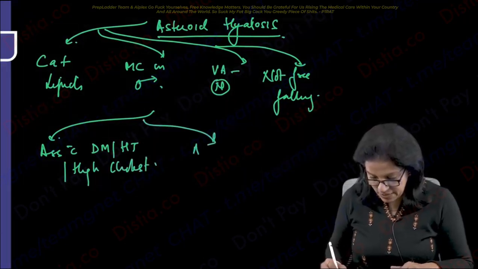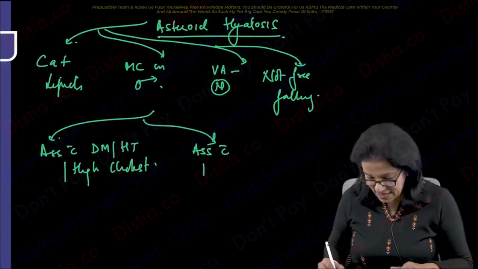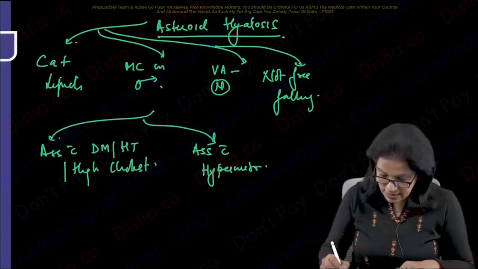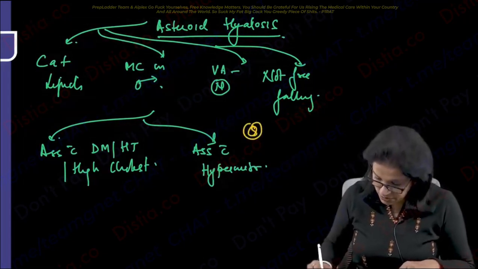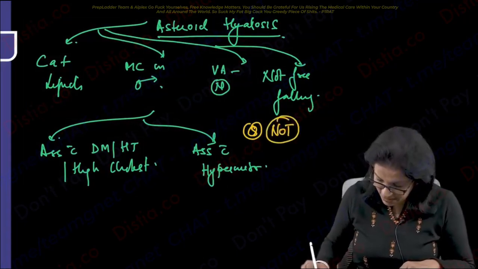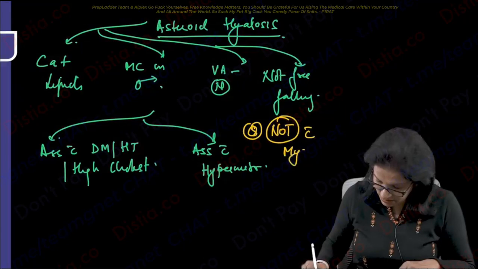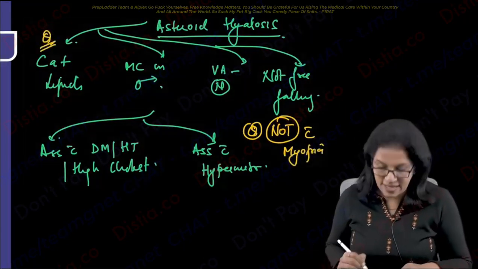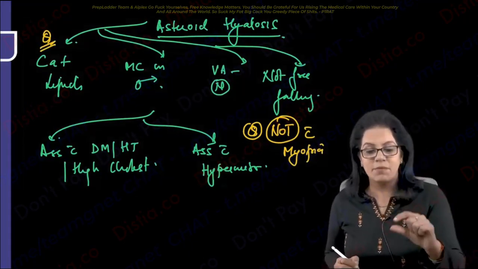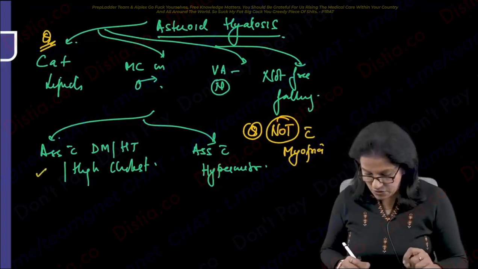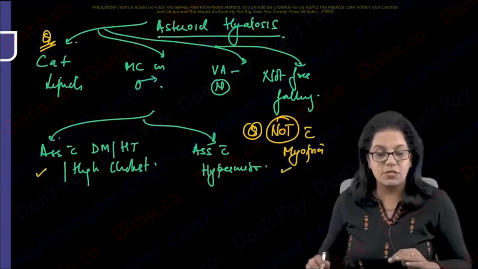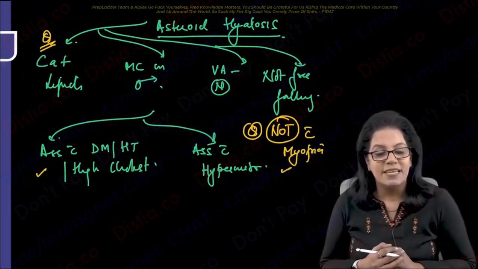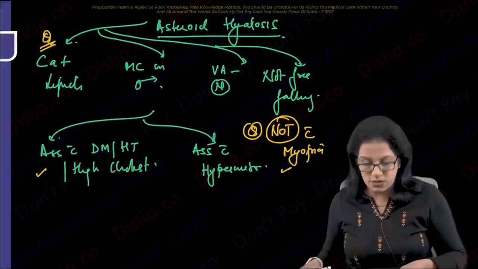It may also be associated with hypermetropia, but not, this is an exam question, see I am saying, not with myopia. So it is not associated with myopia. So one question was on composition. Second question they had asked you which is the wrong statement, and they had asked you about association with diabetes mellitus. So it is not associated with myopia. We'll remember that. Okay? So that was about asteroid hyalosis.